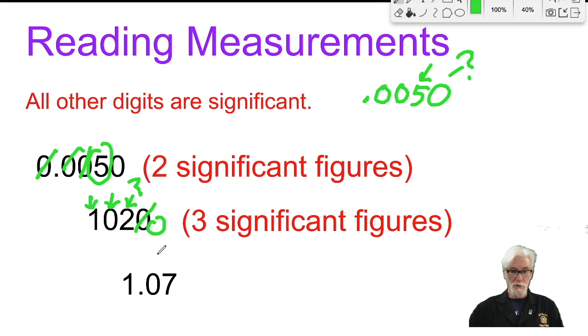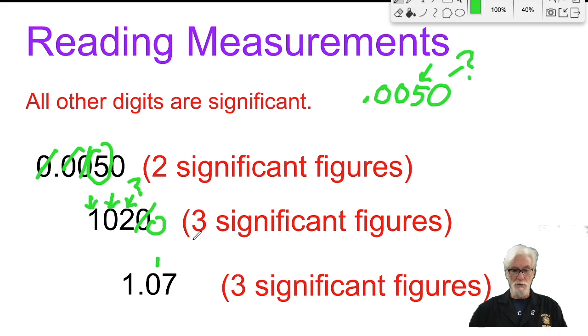This last one, this 0 that's in the middle, it does not come to the left of the first non-zero digit, and it is not to the left of an implied decimal point, and so it counts. And so in this case, all 3 of those digits are significant digits.